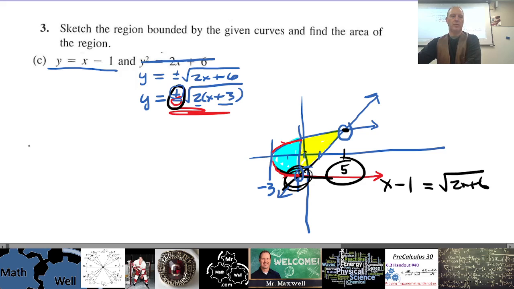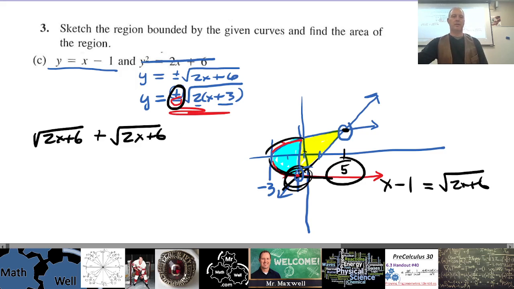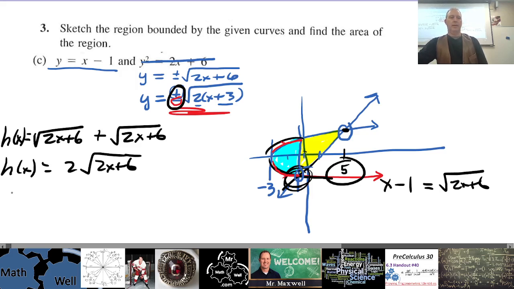But we want to go, what do we want to do? We want to do root 2x plus 6 minus a negative root 2x plus 6 here without the brackets. So that's going to be this function minus this function, right? So this is our first one, h of x, which is going to be just 2 root 2x plus 6. So now what's our antiderivative here?